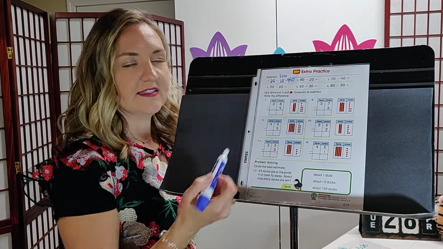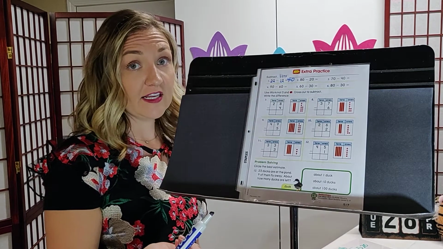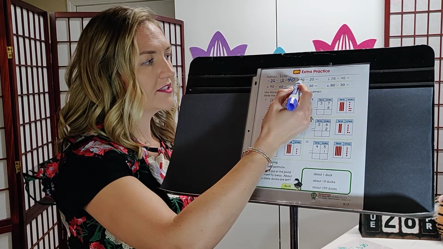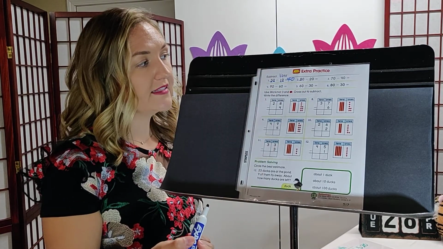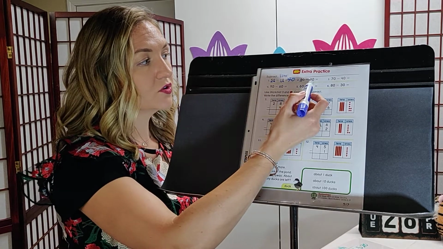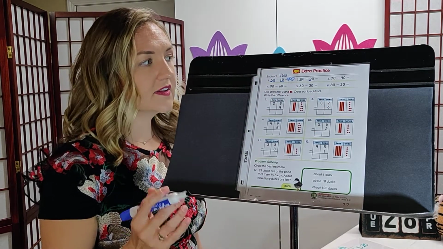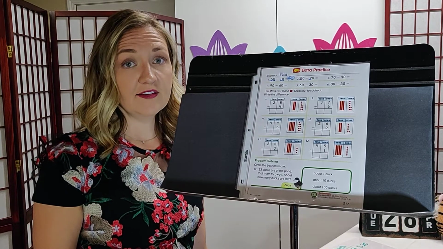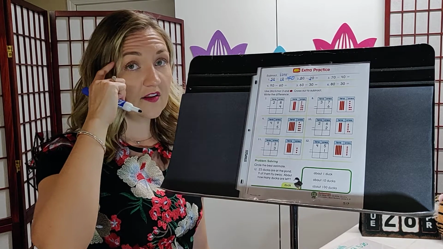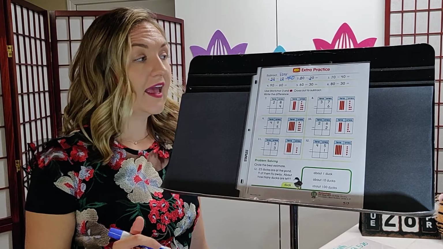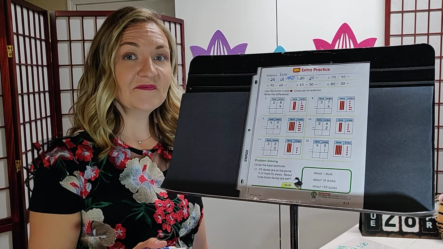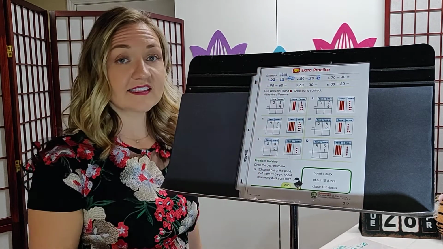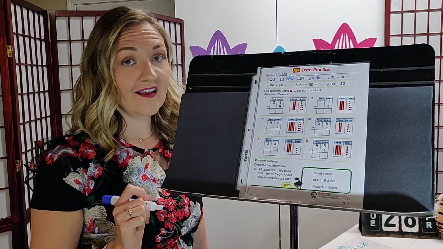80 minus 20. Well, we can think about it as groups of tens. So 80 is the same as 8 groups of tens. 20 is the same as 2 groups of tens. So let's just think about that. 8 minus 2. So you can use a number line, you can use your fingers, or you can put 8 in your head and count down 2 times. 8 minus 2 is equal to 6.